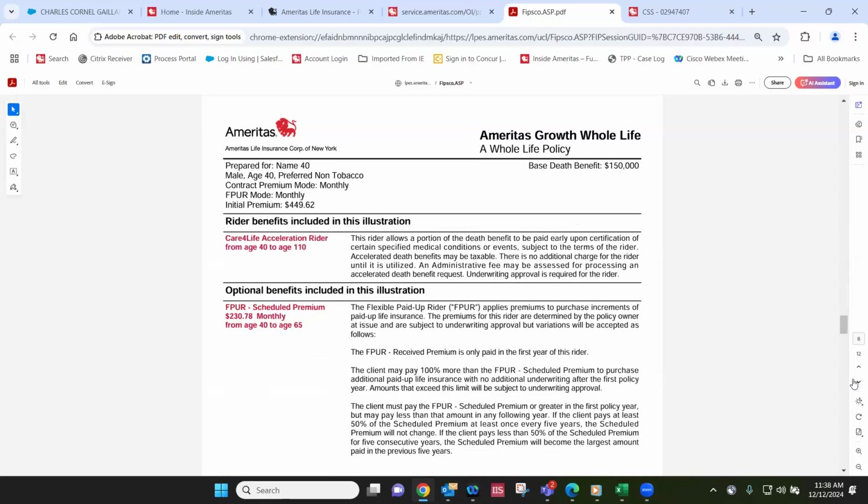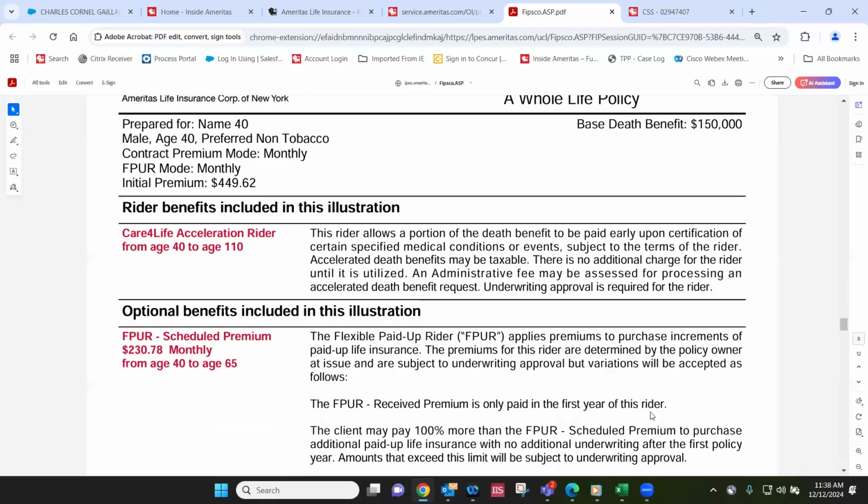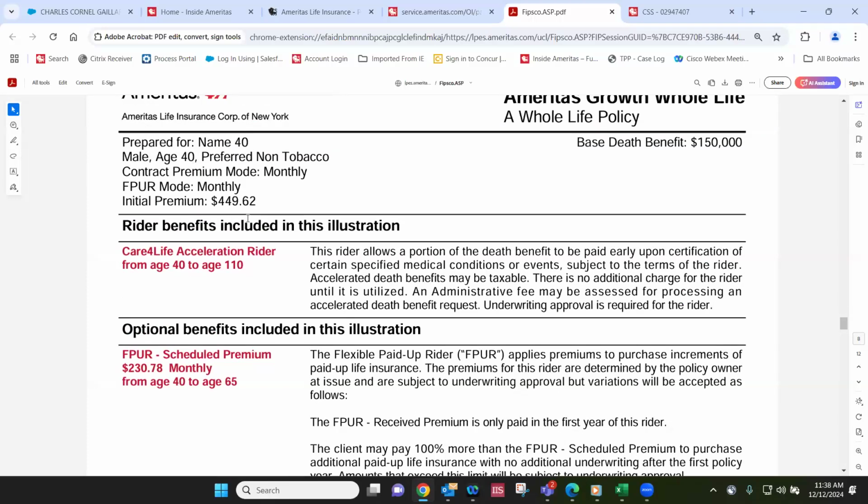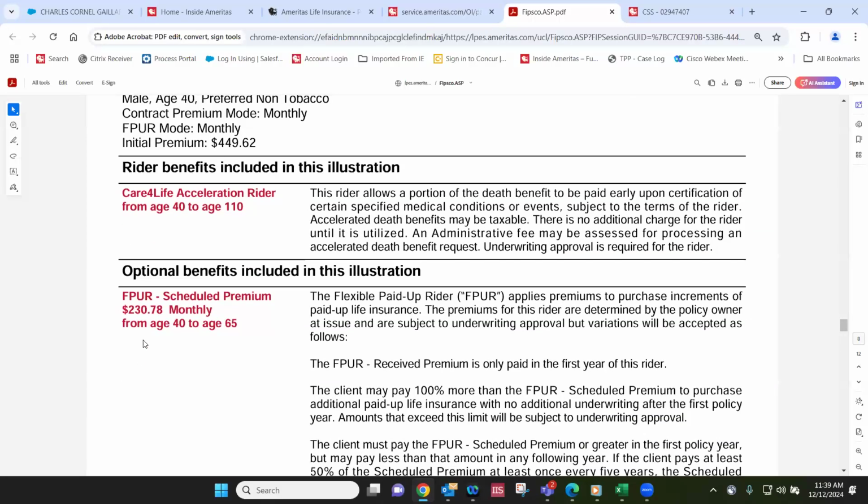So I'm going to go straight to right here. I made this a little bit bigger. The max overfunding gets us a total of $449. Remember, our base premium was what? I already forgot what it was. 218, 220, whatever it was. The overfunding, thank you. The overfunding is an additional $230. So you can see right here, the max funding amount is $230.